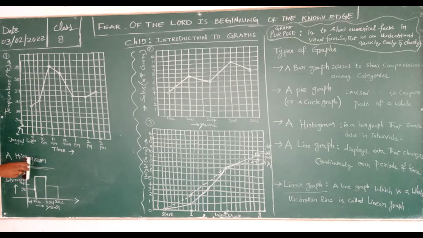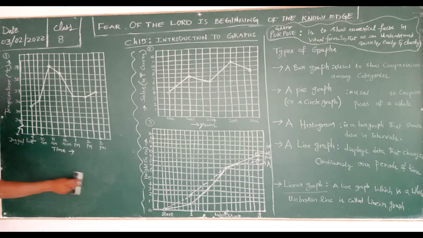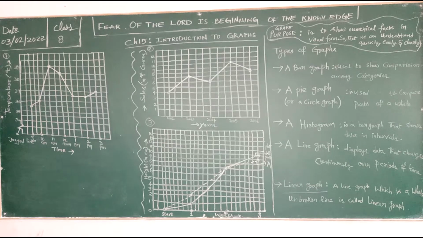I hope you all understood what a histogram is. Let's move on to the line graph. The next one is called what? Line. Carefully, the data is increasing. It was showing like this, whichever diagram is like this, that is called a line graph.